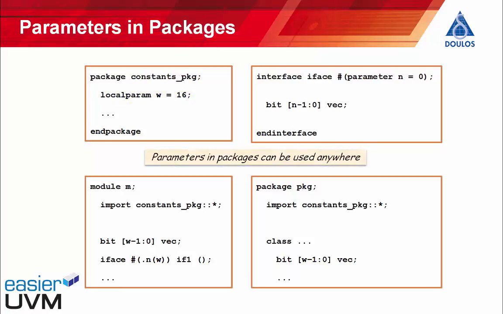So now what we've done is to put our single shared parameter value in a package, and we can use the SystemVerilog import keyword to import the contents of that package, including the parameters, wherever we want it. So in a module, we've imported the parameter w and used that in defining the range of a vector. We've also used the parameter w to set the parameter n of the interface as we instantiate the interface. We can also import that same parameter w into a package and use it in our class-based verification environment.